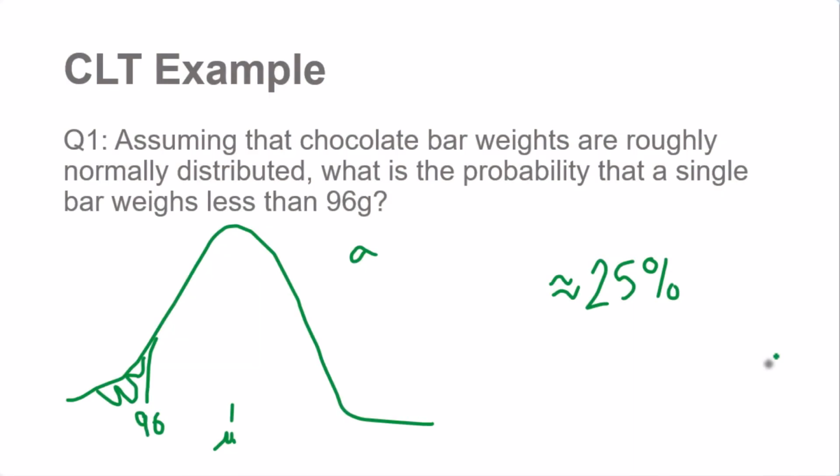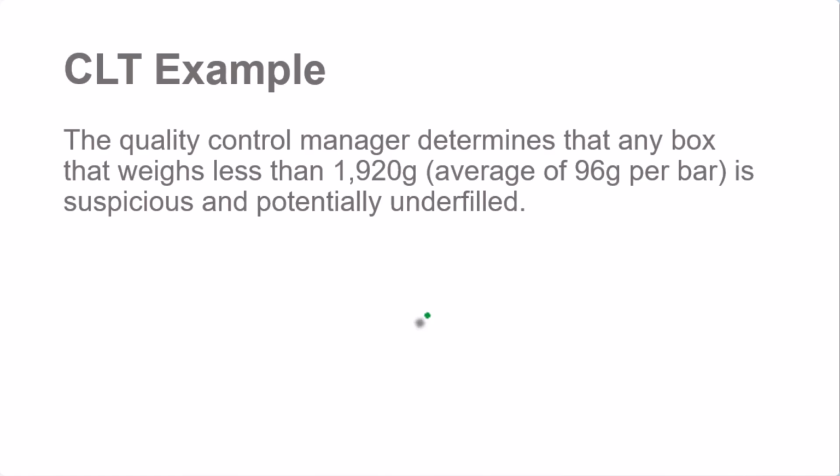So there's about a 25% chance that a single bar weighs less than 96 grams. If I go back to that criteria, the quality control manager is saying that we would consider a box potentially underfilled, maybe it doesn't have enough chocolate bars in it, if it weighs less than 1920, which would be an average of 96 grams per bar. Does that seem like a good criteria if 25% of bars are less than 96 grams?